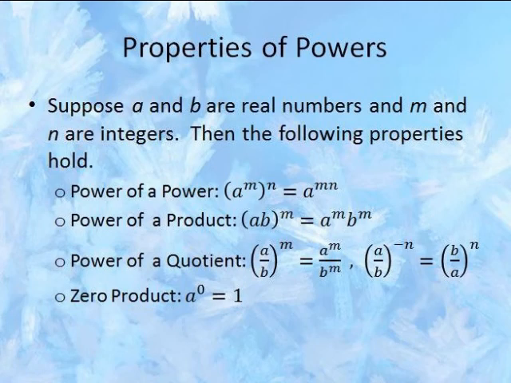The power of a product, so you're kind of reversing that. If you have two things being multiplied on the inside and an exponent on the outside, you distribute that exponent. That's only when you're multiplying. You cannot do that when you're adding. So if I have a plus b to the m, that is not equal to a to the m plus b to the m. That's not the same. You can't do that.